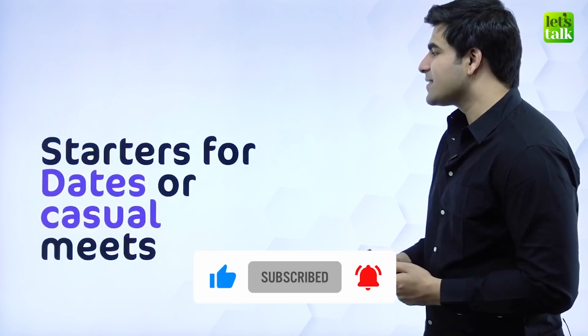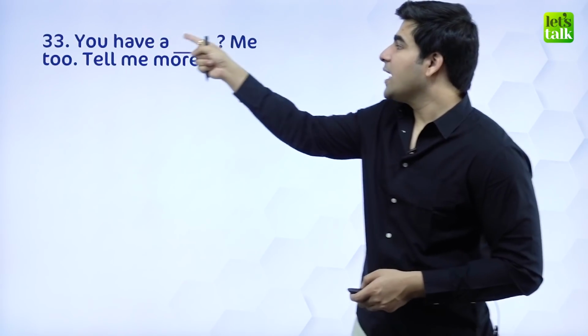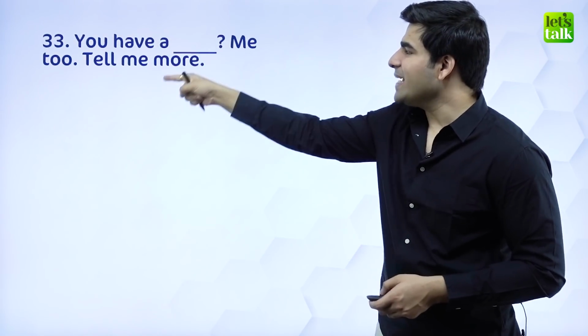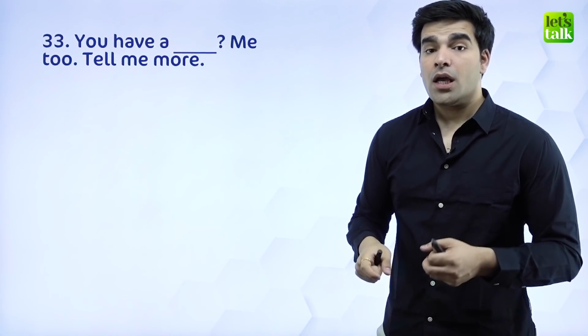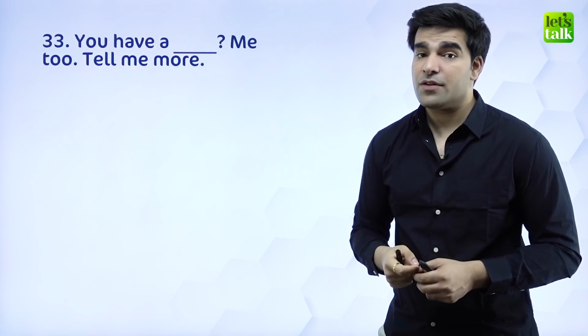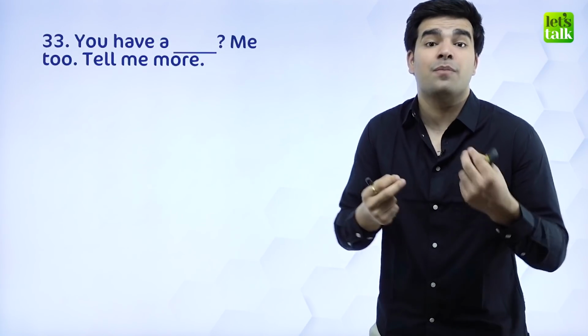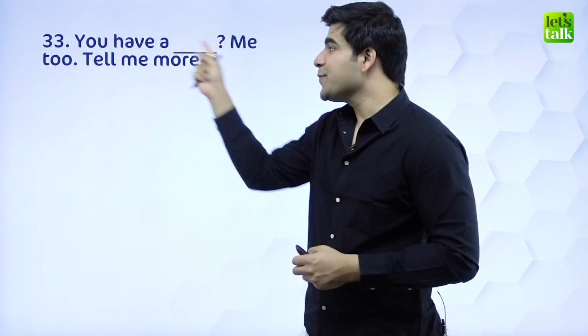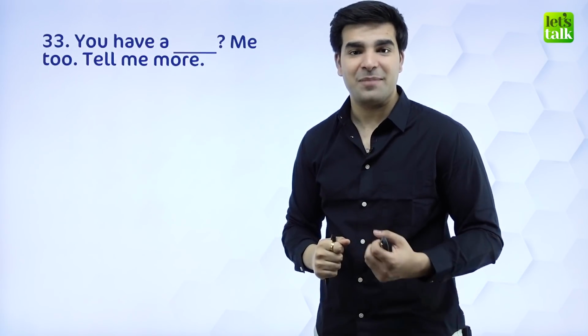And finally, let's look at starters for dates and casual meets. What is a date? You go on a romantic date with somebody, on a coffee or a lunch or a dinner. And for casual meetings, you can use these conversation starters. For example, you have a dash, me too, tell me more. If there's something common between the two of you, for example, let's say a leather bag, or you can say a Shih Tzu puppy, you could say, you've got a Shih Tzu, me too, tell me more about it.